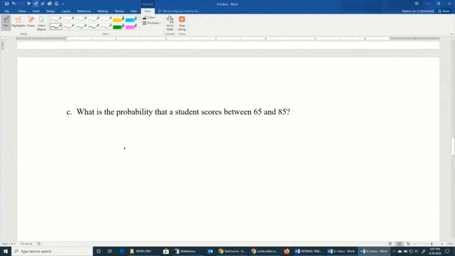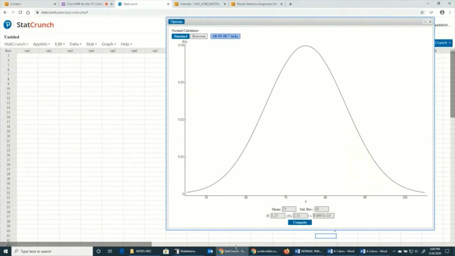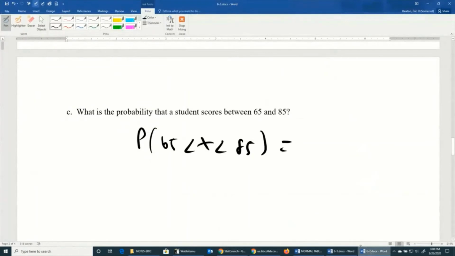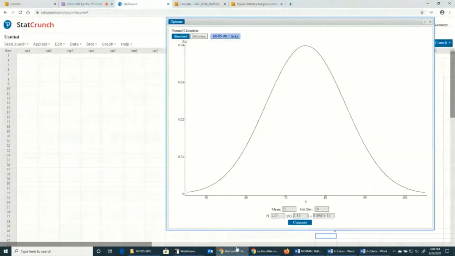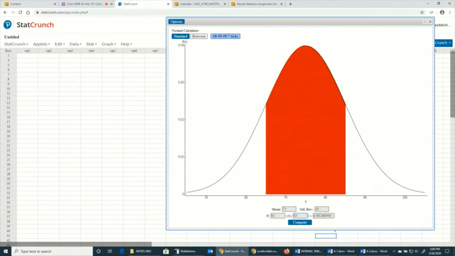Let's do stat crunch here. Probability that it's between 65 and 85. Stat crunch, go use the in-betweener. Keep the mean and standard deviation the same, 75 and 10, 65 and 85. Enter. What is that? 0.6827.